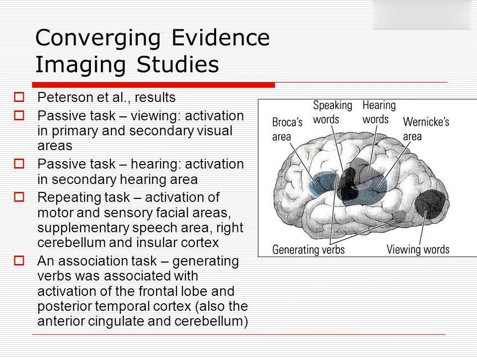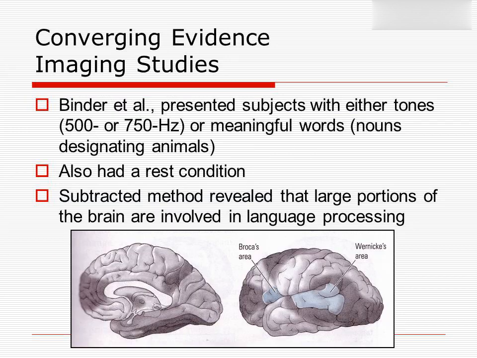Converging evidence: imaging studies. Peterson et al. results. Passive task, viewing: activation in primary and secondary visual areas. Passive task, hearing: activation in the secondary hearing area. Repeating task: activation of motor and sensory facial areas, supplementary speech area, right cerebellum and insular cortex. An association task, generating verbs, was associated with activation of the frontal lobe and posterior temporal cortex, also the anterior cingulate and cerebellum.